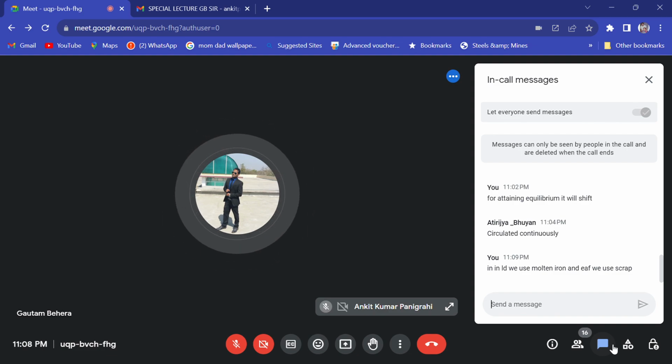Okay, Ankit Panigrahi is answering something. Yeah, we use scrap in. Yeah, very good, very good. I'm asking, this is a very simple question. Can you tell me what are the different methods by which we produce iron? At least this is a very simple question. You can answer it. I want an answer from you.